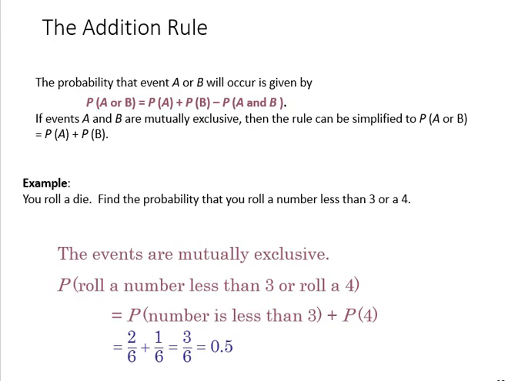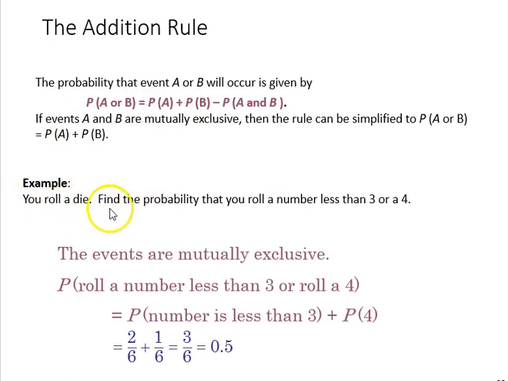According to the addition rule, the probability that event A or B will occur is given by this formula here. Probability of A or B equals the probability of A plus the probability of B minus the probability of A and B. So if we're talking about mutually exclusive events, that rules out this part of the equation, which is the probability of A and B. The probability of A and B is impossible with mutually exclusive events by definition. So that leaves us with the first part of the equation there, which is simply P(A) plus P(B).